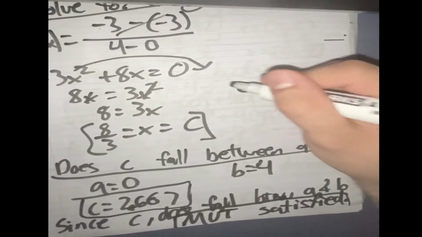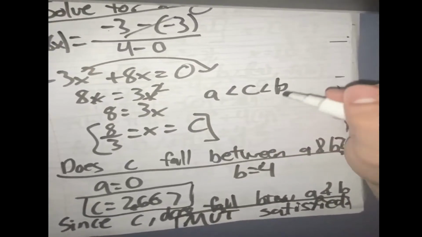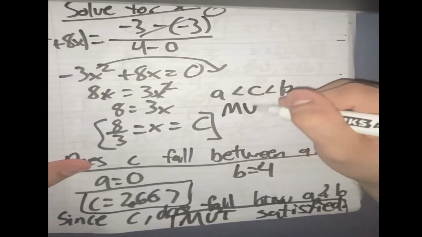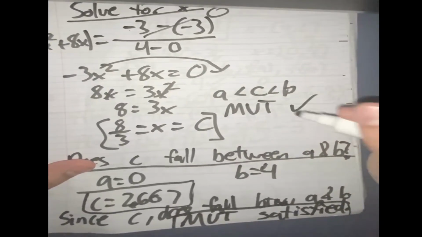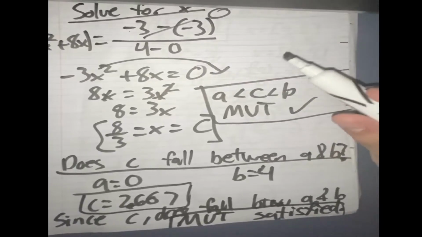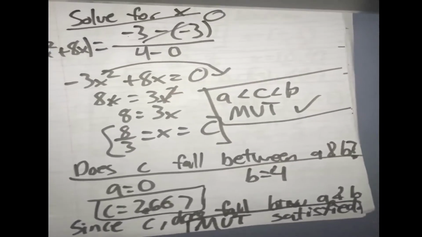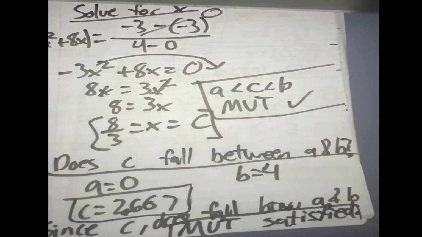So since c is greater than a but less than b, then the mean value theorem is satisfied. So that's basically the idea. We're testing to see if our number c falls in between the interval a to b, and if it does, the mean value theorem is satisfied. And that's how you use the mean value theorem.